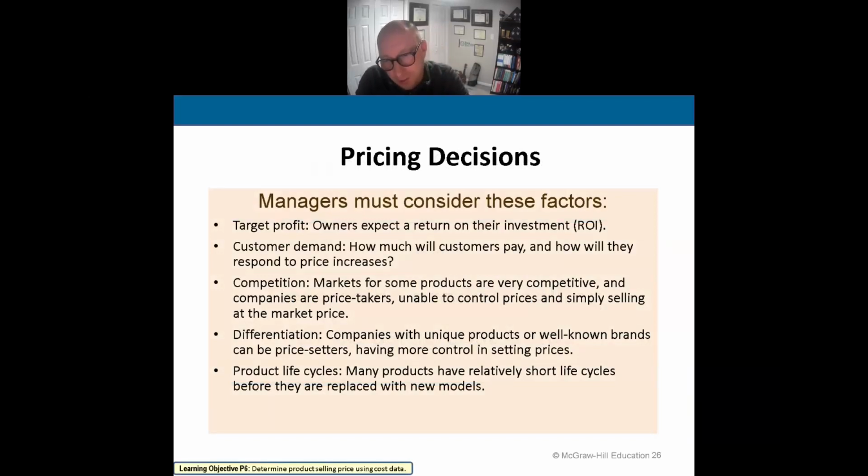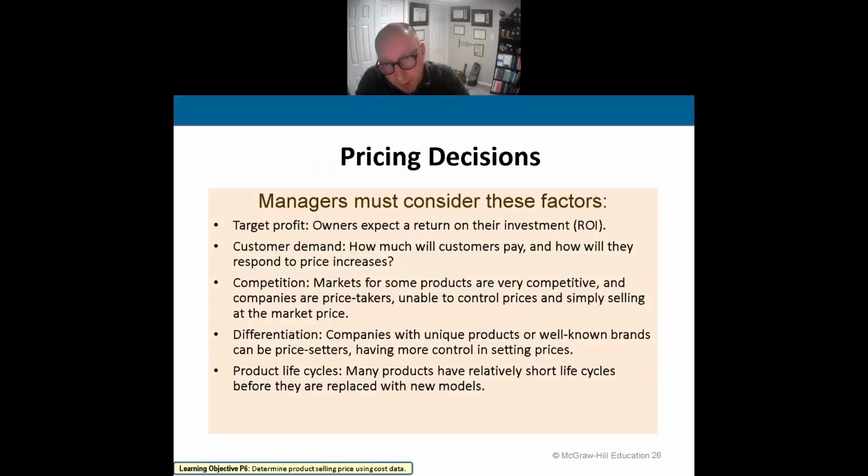Using information such as cost is very critical, especially when it comes to pricing. How do you set your prices for the products that you sell? A couple of different ways we do this. One is through target profit. We talked about that a few weeks ago. Target profit is the owner's expectation of the return on their investment. They build the profit into the sales price.